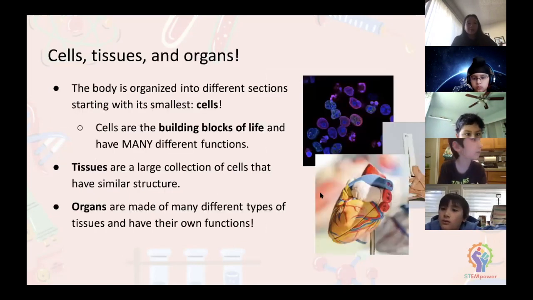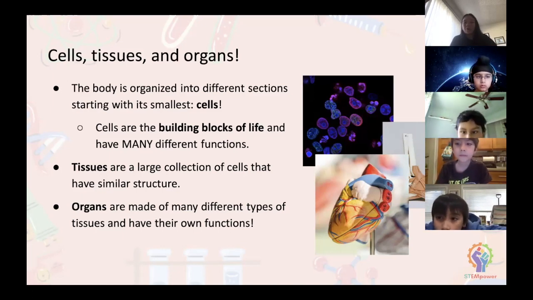So let's start, what exactly are these parts? They're cells, tissues, and organs. And if you want to remember this with kind of a mnemonic, it's CTO. So C for cells, T for tissues, and O for organs. So cells, tissues, and organs.